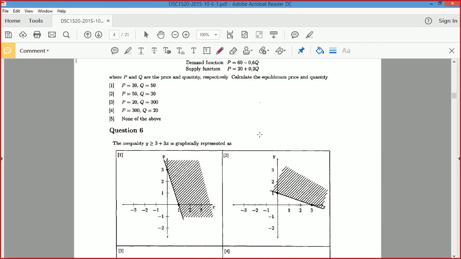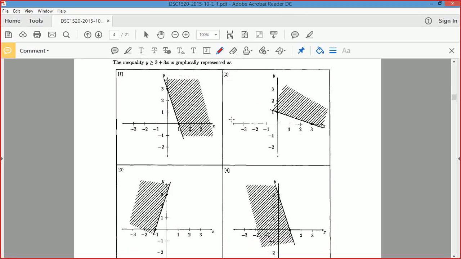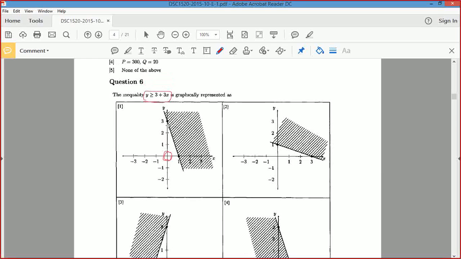Alright, then you've got question 6, which you should like because this is a test. Do you remember how to test? Yeah. You're testing to the left or the right of the line. So when I have an equation like this, y greater than 3 plus 3x, I take the origin here. What's the origin? 0 and 0. Is 0 greater than or less than 3? Less than. That's false. So is 1 the answer?